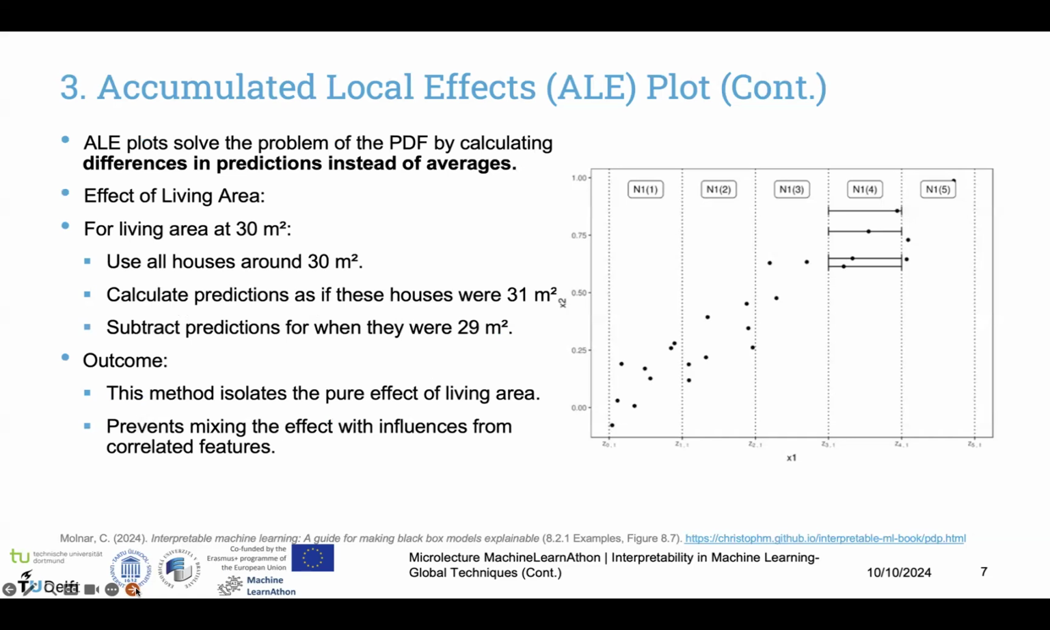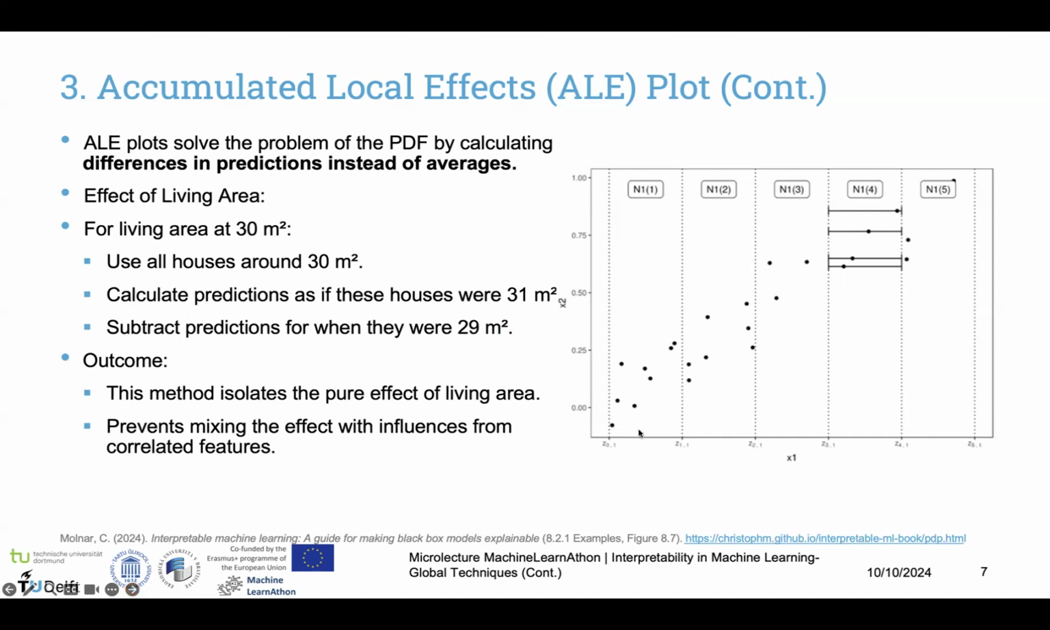Let us see how the accumulated local effects can solve the problem of the partial dependence plot. And let us also consider the same example we considered in the previous micro lecture. Assume that we would like to predict the price of the house given the number of rooms and also given the living area. And we would like to understand the impact of the living area when it's equal 30 on the predicted outcome, which is the price of the house.